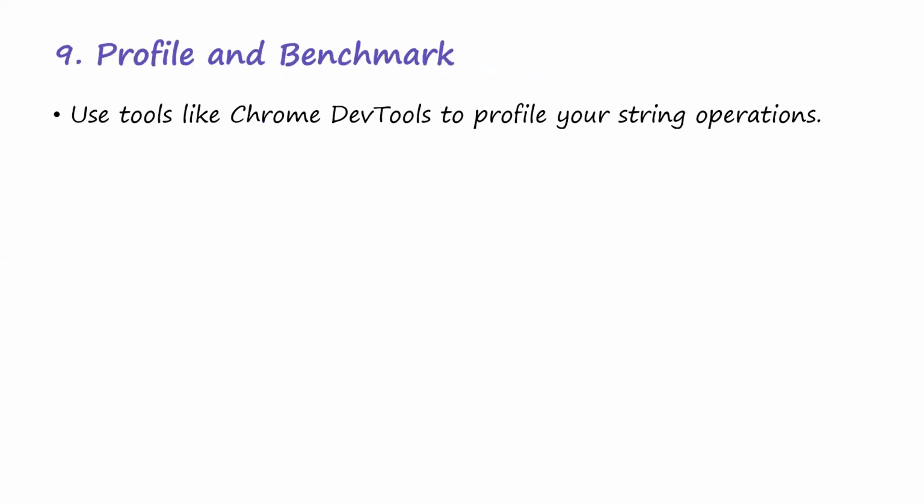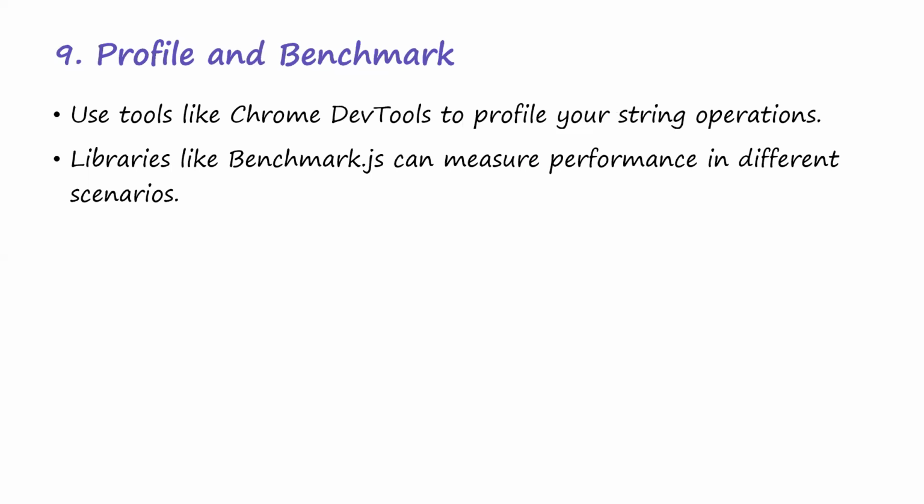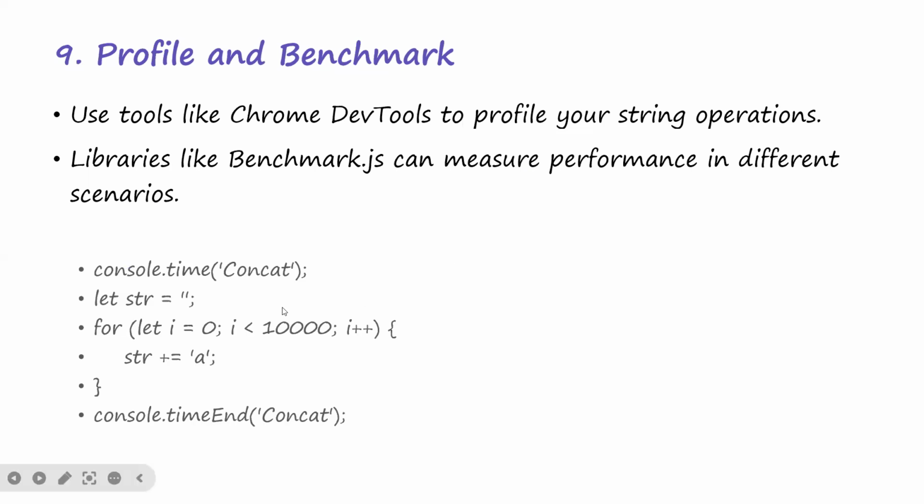So you can also profile and benchmark. When you're working with your strings, maybe you're doing a string manipulation operation, you have to profile it and check how long it's taking. Use tools like Chrome DevTools to profile your string operations. Libraries like benchmark.js can measure performance in different scenarios. But basically, the easiest way to check how long your operation or task is taking is by using this. Here we are saying console.time concat, and we are going to perform this task, this loop. We want to check how long it will take.